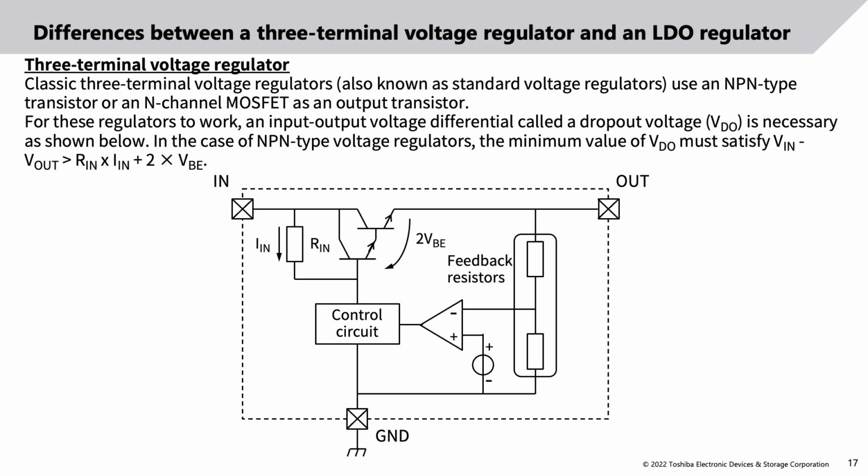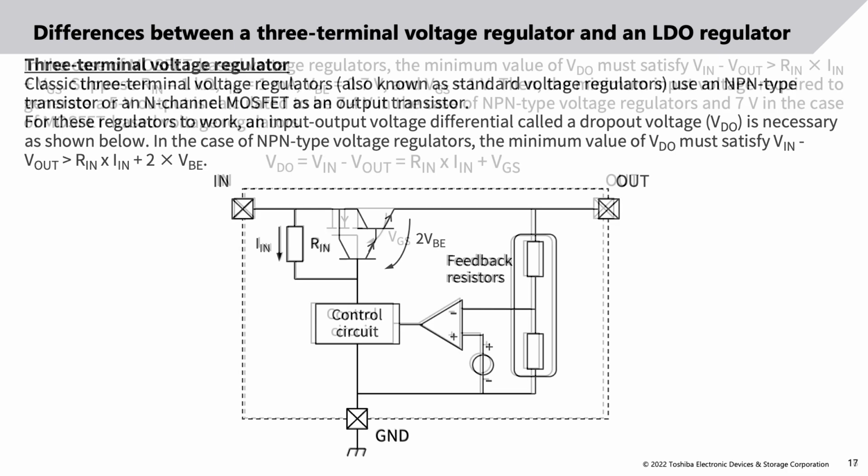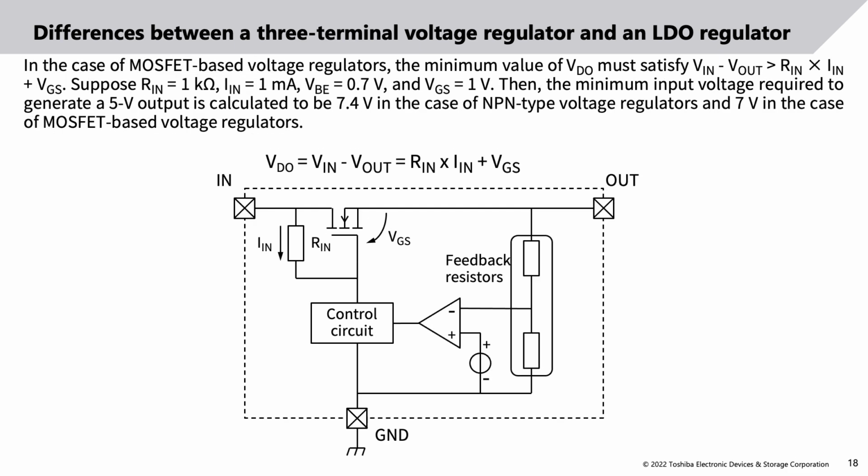Differences between a 3-terminal voltage regulator and an LDO regulator. Classic 3-terminal voltage regulators, also known as standard voltage regulators, use an NPN-type transistor or an N-channel MOSFET as an output transistor. For these regulators to work, an input-output voltage differential called the dropout voltage, VDO, is necessary as shown below. In the case of NPN-type voltage regulators, the minimum value of VDO must satisfy Vin minus Vout more than Rn × In plus 2 VB. In the case of MOSFET-based voltage regulators, the minimum value of VDO must satisfy Vin minus Vout more than Rn × In plus VGS.